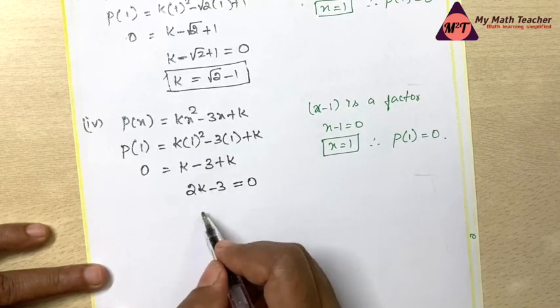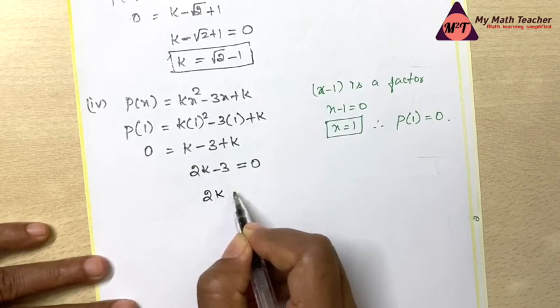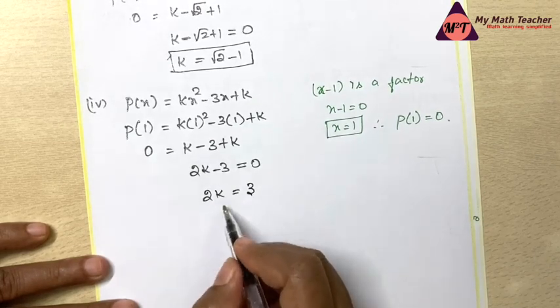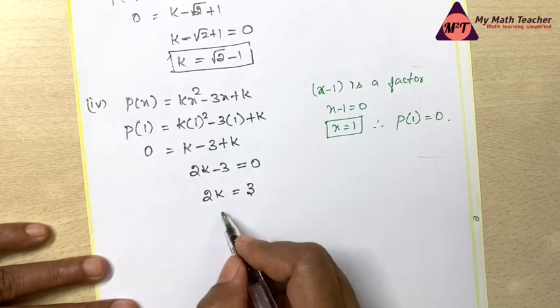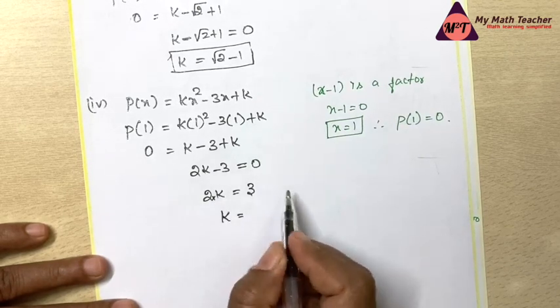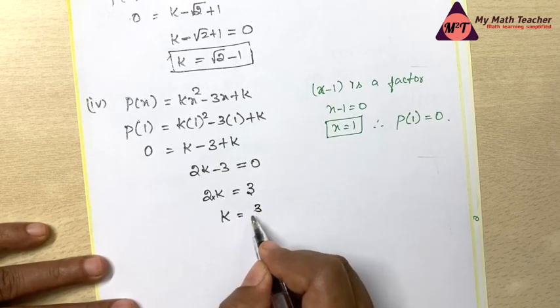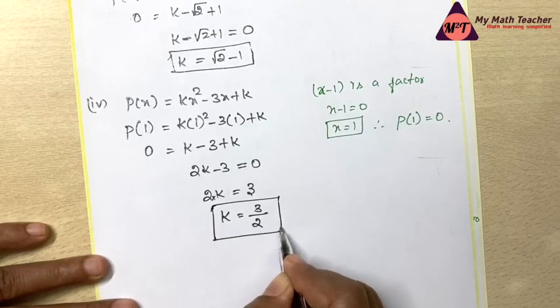Now, we need k value. So, transpose this 3 to the other side first. 2k is equal to 3. Now, I need only k value, whereas I have got 2k here. Now, we can take this 2 also to the other side. This is a product, 2 into k. Product will become division when it goes to the other side. So, 3 divided by 2. This is the answer. k is equal to 3 by 2.